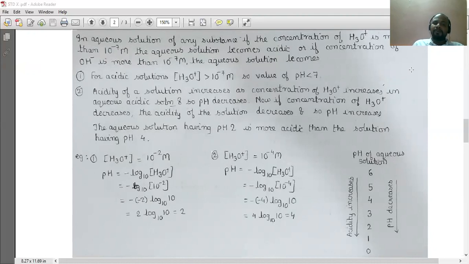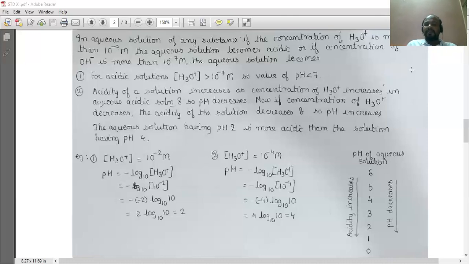Example, hydronium ion concentration is equal to 10 raised to minus 2 molar. As we had seen in the mathematical representation, pH is equal to negative logarithm to the base 10 of hydronium ion concentration. That is negative log to the base 10 of 10 raised to minus 2 molar. As we are studying logarithm, the power comes as a coefficient of that particular term. So minus into minus, plus 2 log 10 to the base 10. Log 10 to the base 10 is 1. So 2 ones are 2.